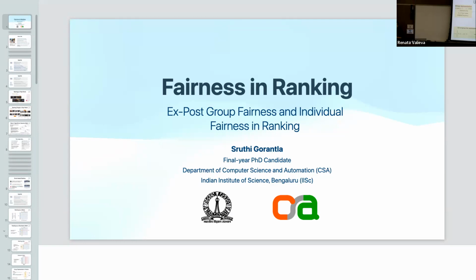And for each corresponding x, I'm going to have a group assignment. That is, after I know how many items should go to the top-k rank from a particular group, I still don't know which ranks particularly should go to that group. So these are all the permutations of x possible. And I'm going to call them the set of group fair assignments for x.